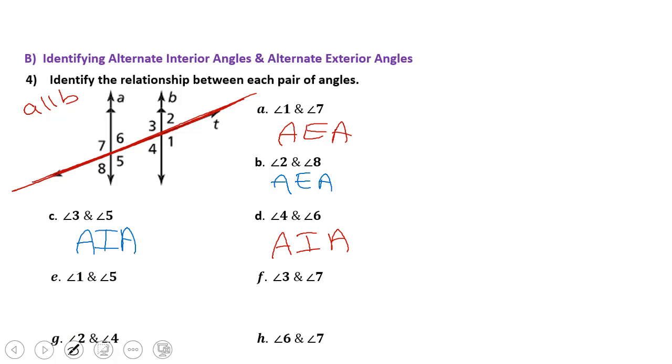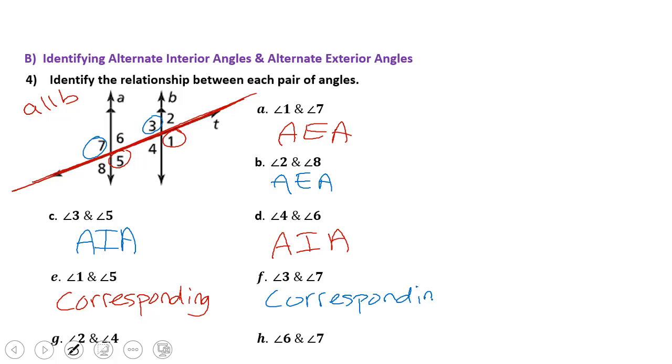And then we're taking a look at angles 1 and 5, 1 and 5 being right here. 1 and 5 are now on the same side of that transversal, and they are located in the same corresponding positions, so 1 and 5 are corresponding angles. How nice. And then we have F, angles 3 and 7. So here's 3, here's 7. Again, they're on the same side of the transversal, in the same corresponding position, so 3 and 7 are corresponding angles.